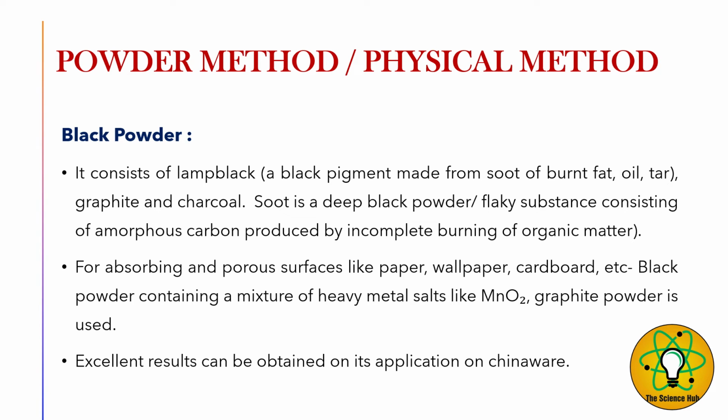So first is the black powder. It consists of lamp black, graphite and charcoal. Soot is a deep black color powder, flaky substance consisting of amorphous carbon produced by incomplete burning of organic matter. For absorbing and porous surfaces like paper, wallpaper, cardboard, black powder containing a mixture of heavy metal salts like manganese oxide, graphite powder is used. Excellent results can be obtained on its application on chinaware.